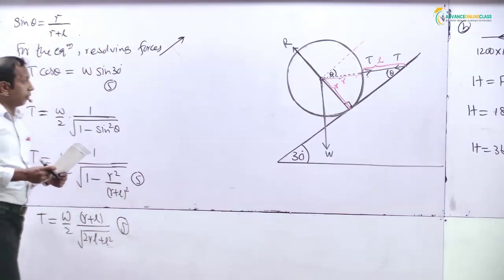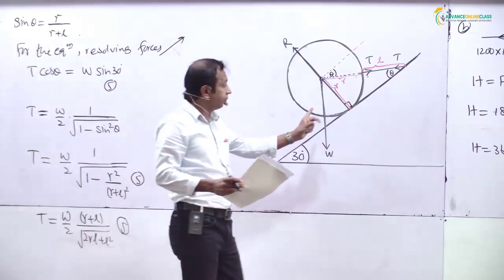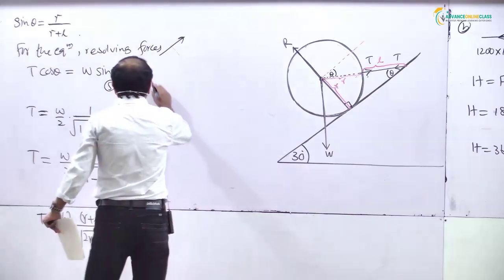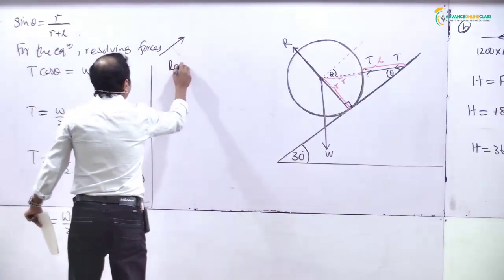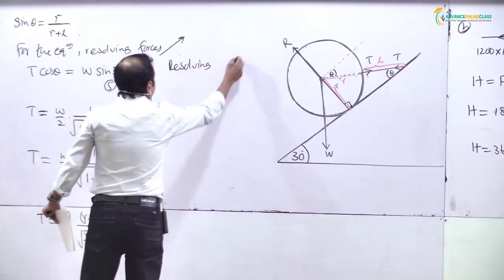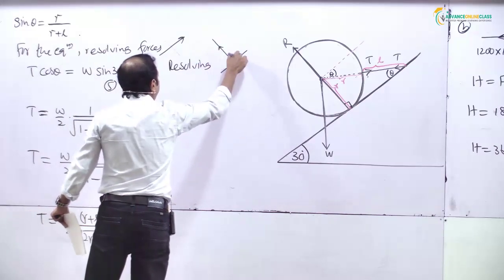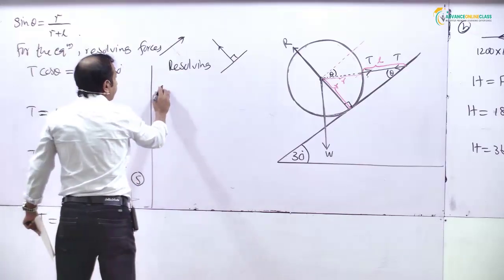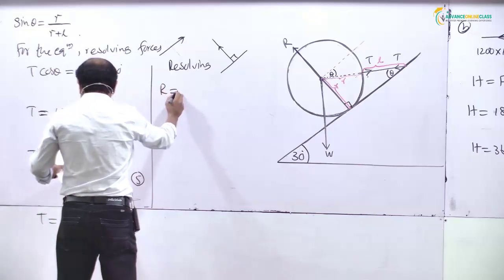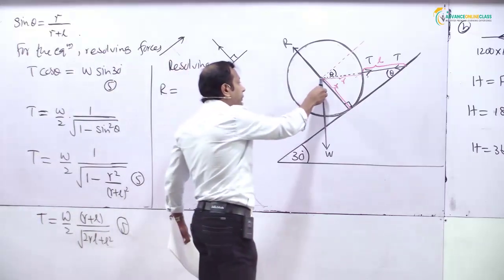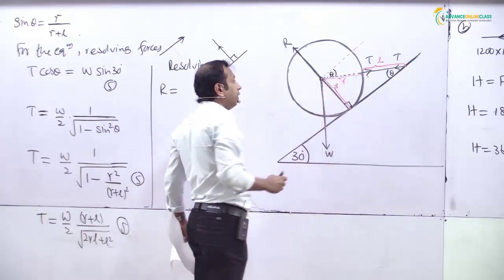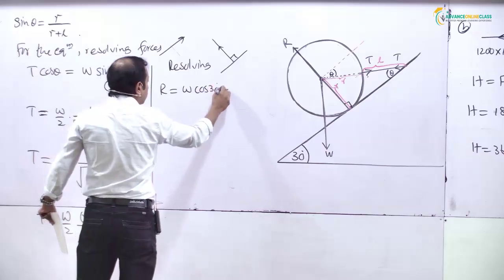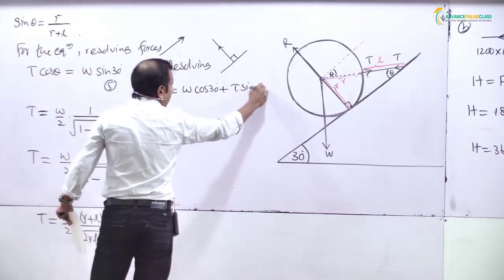Asking this R, now we resolve the forces, how? Resolving perpendicular to the plane. What do you get there? R is equal to W cos 30 plus T sin theta. W cos 30 plus T sin theta.